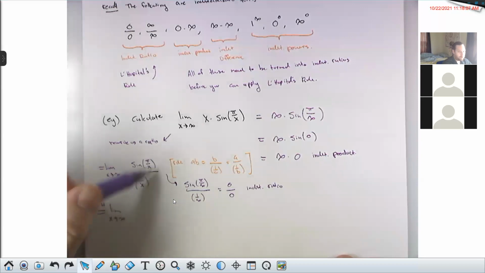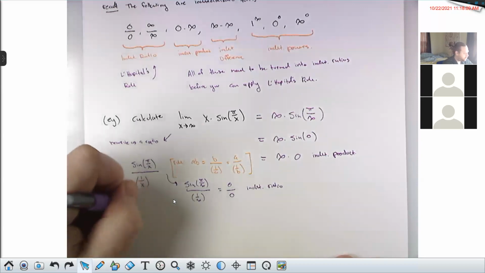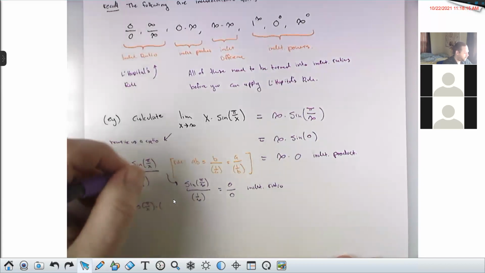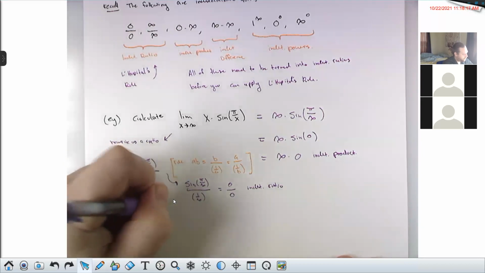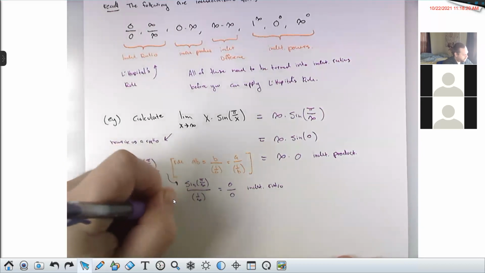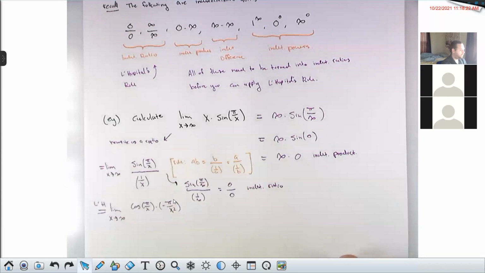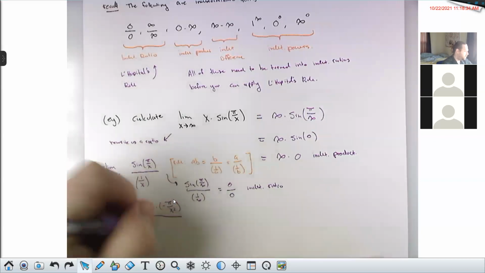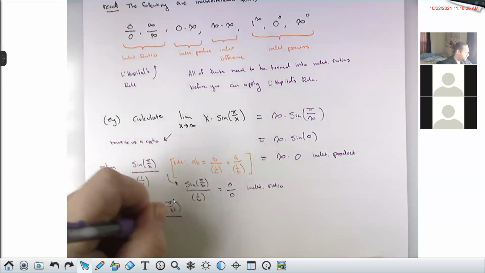The sine of pi over x, to take that derivative, I need the chain rule. That would be the cosine of pi over x times the derivative of pi over x, which is negative pi over x squared. I'm thinking of pi over x as pi times 1 over x, and the derivative of 1 over x is negative 1 over x squared. Downstairs, like we just said, the derivative of 1 over x is negative 1 over x squared.